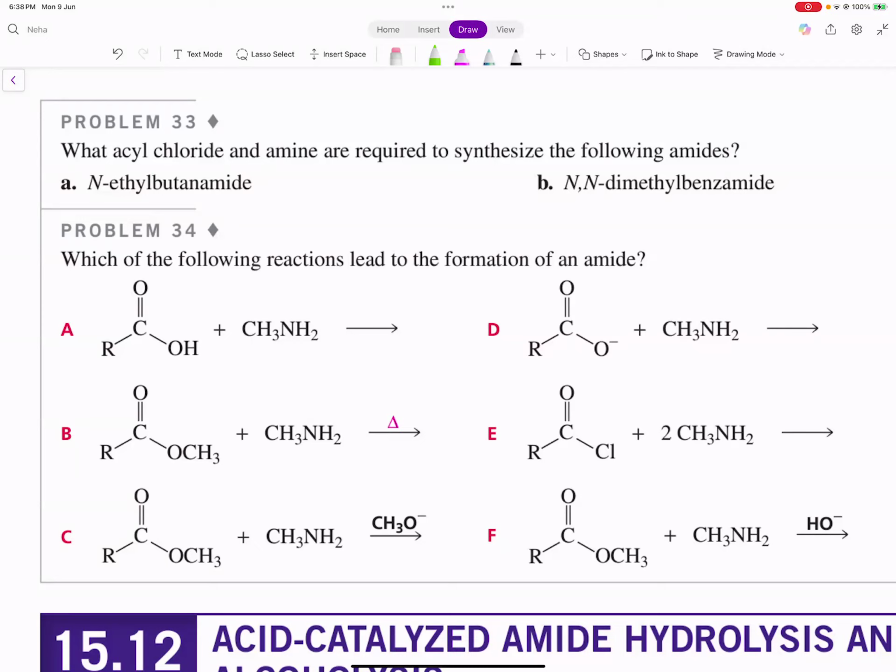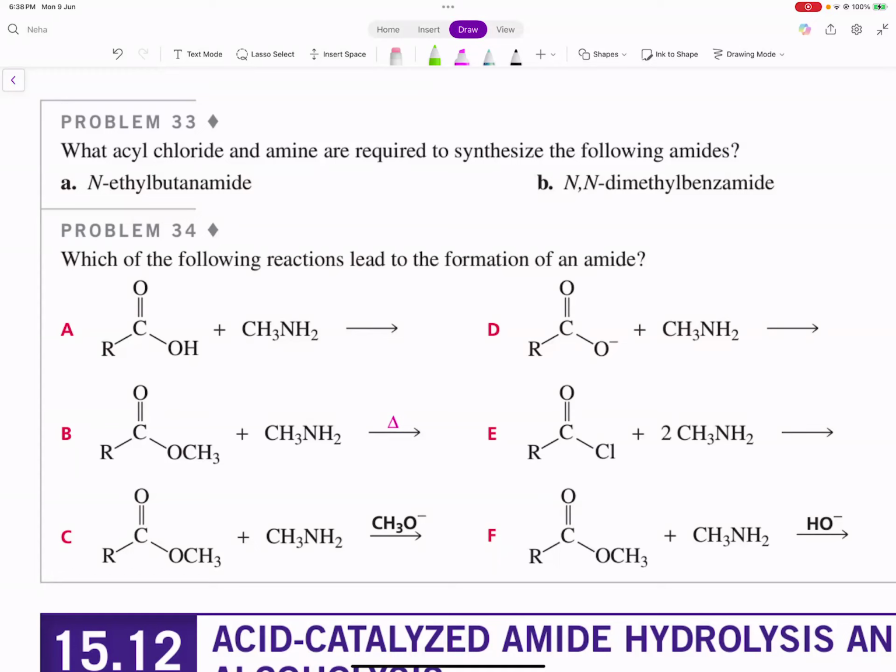In B, we will get an amide, right? Yeah, in B and C. B will give C, with CH3O minus. In C also there will be difficulty. What about D? Why will it be difficult in C? There are two competing nucleophiles. But won't the amide be stronger anyway?